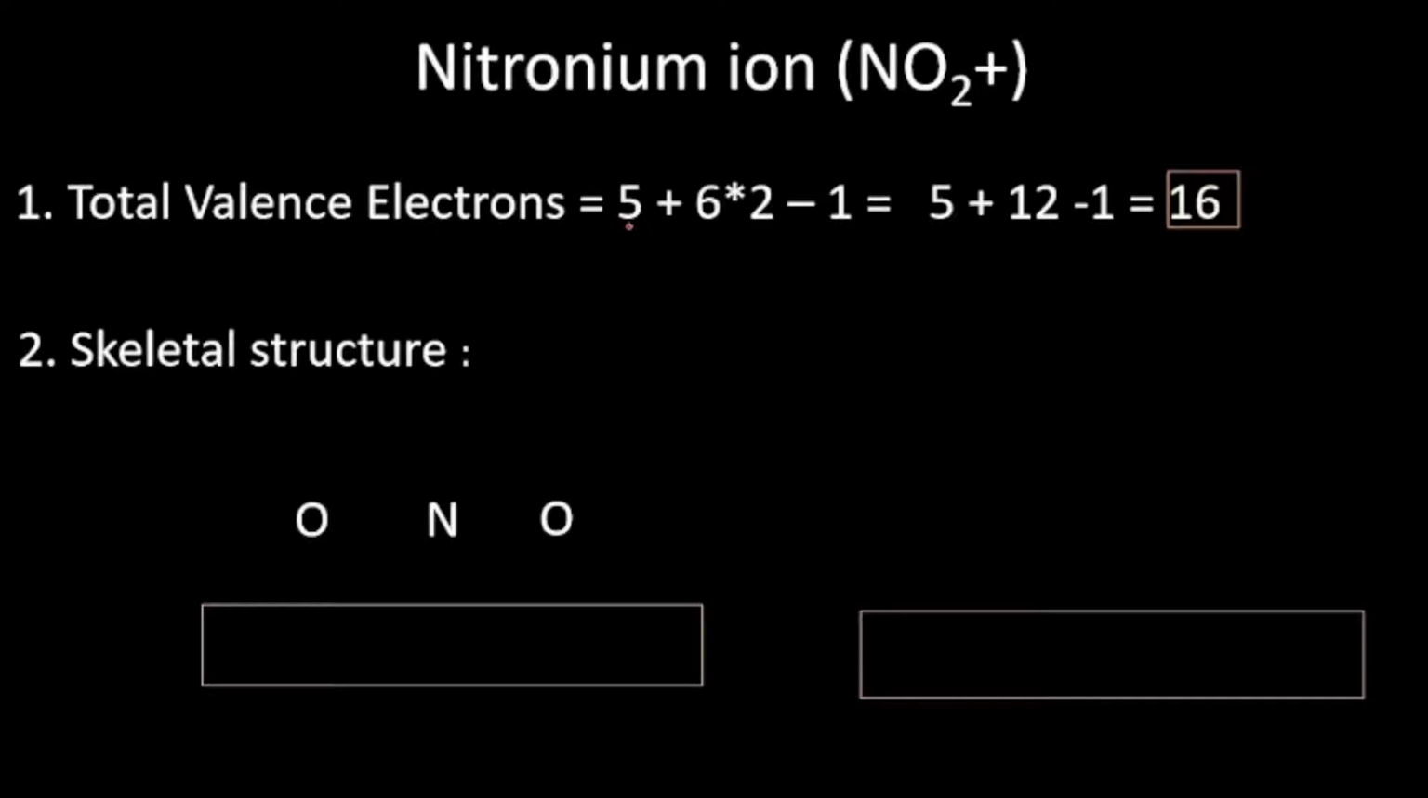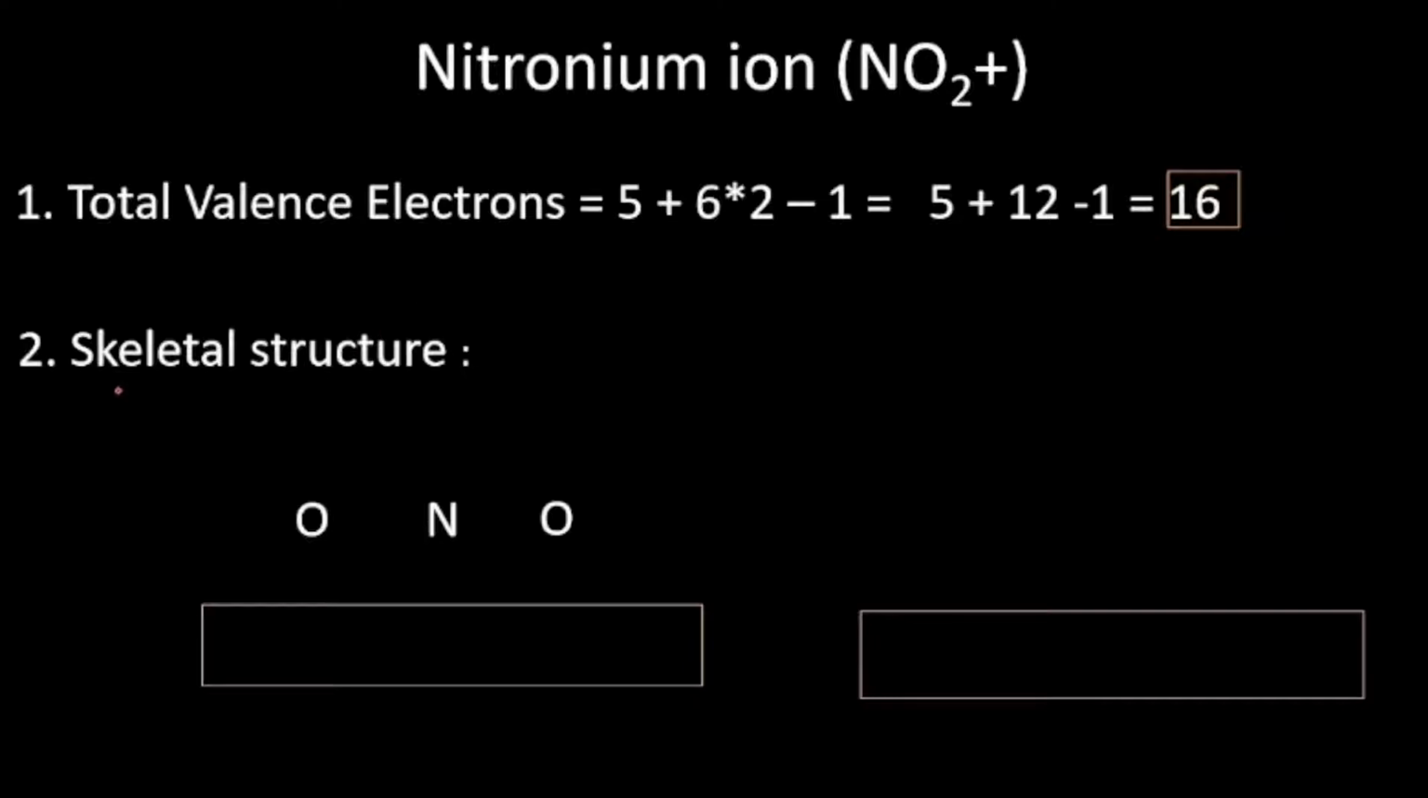For this, we have 5 electrons from nitrogen, 6 from oxygen. There are 2 oxygens, so 6 into 2. And this is a plus ion and there is a positive charge, so you have to reduce 1 electron. So the total number of valence electrons will be 5 plus 12 minus 1, that is equal to 16.